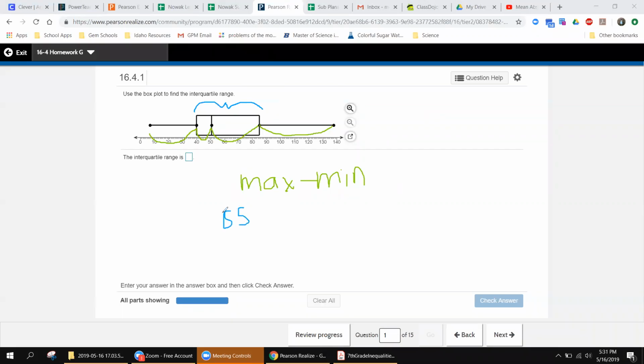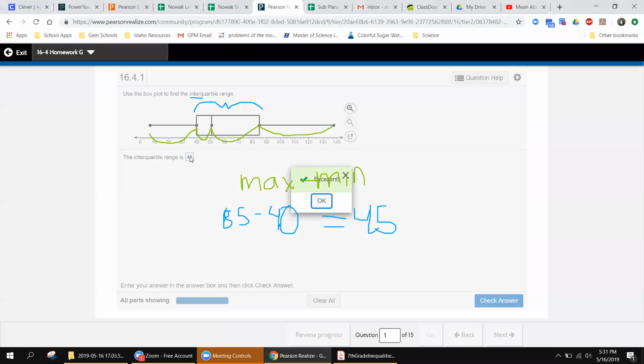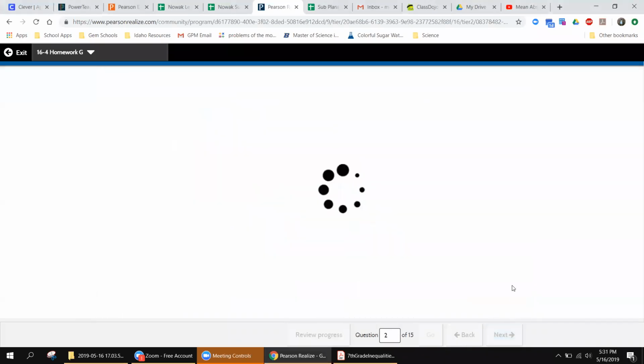Oh, that's a bad 8. I'll try that again. 85. Subtract my first quartile, 40. And that is going to give me my interquartile, between those quartiles range. And in this case, that's going to give me 45. Woohoo! Excellent, they say. Alrighty, let's clear my screen.